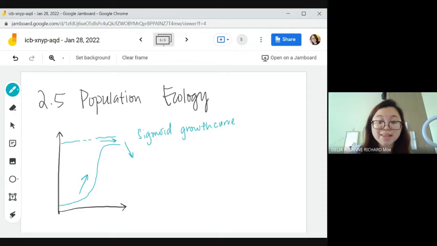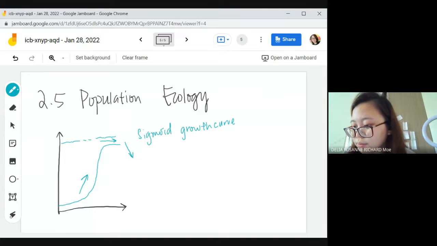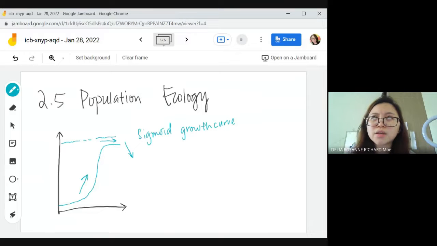What are the factors that might limit the growth of the population? I think you need to be able to explain the graph as well for population ecology. But that's a problem we get to when we get there. Okay.